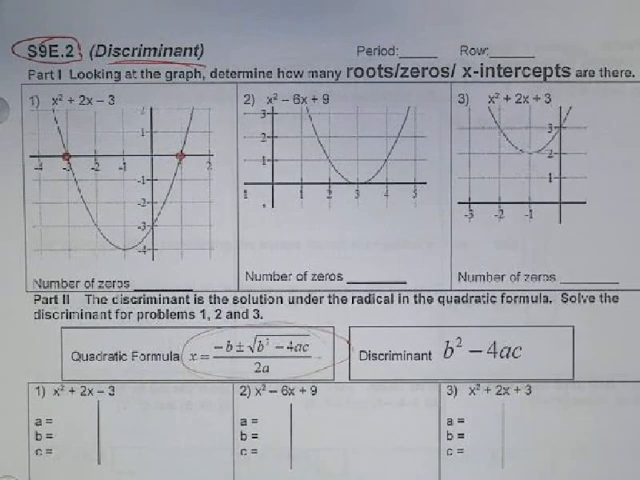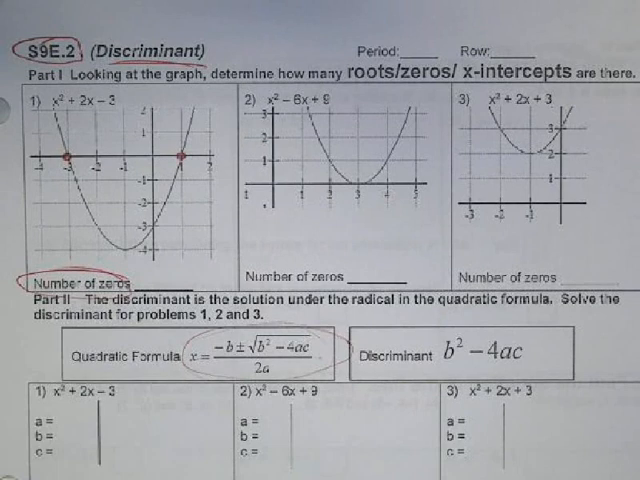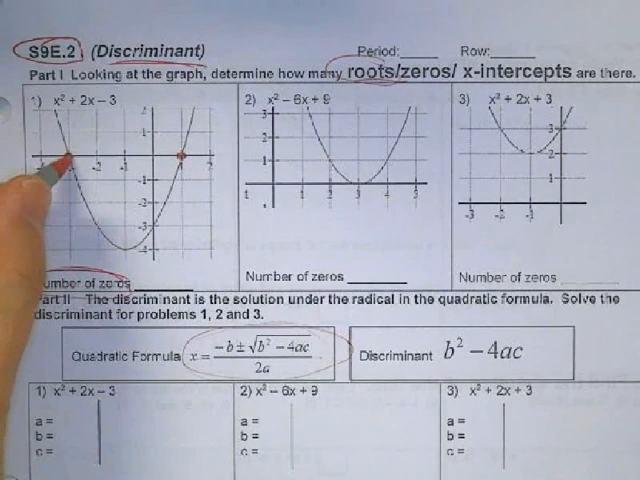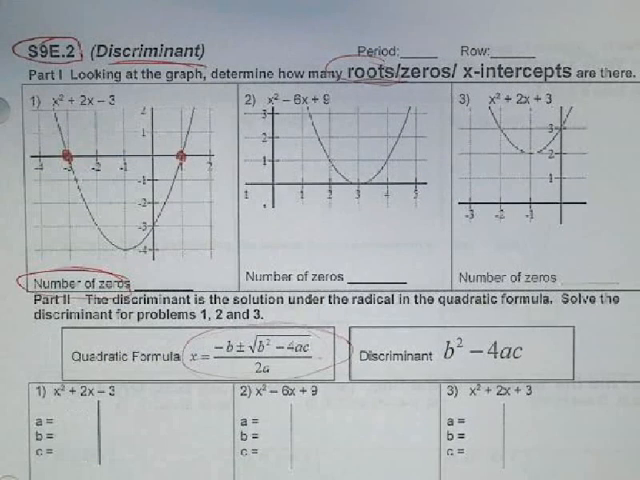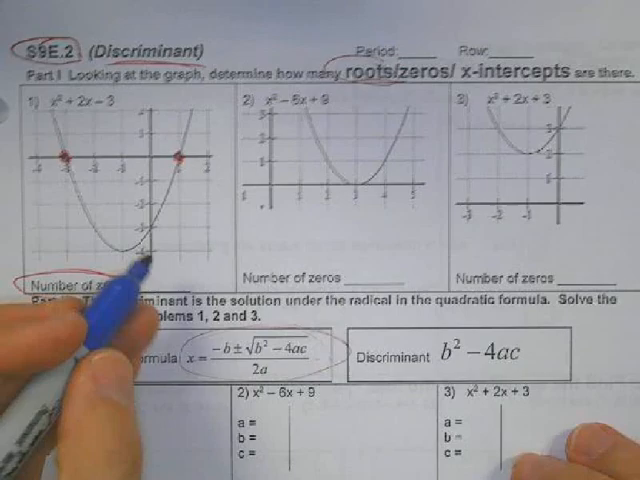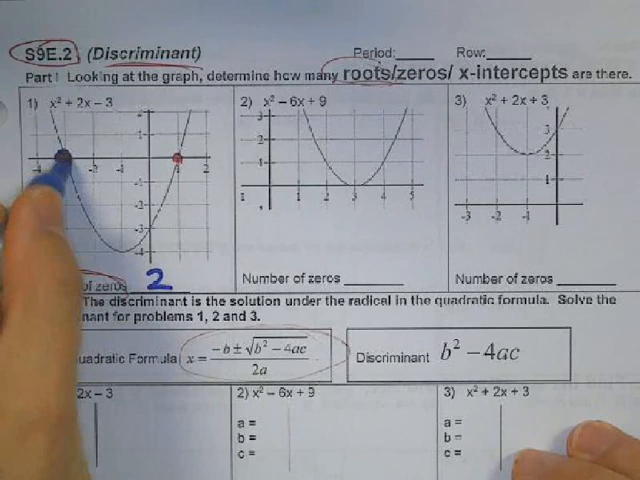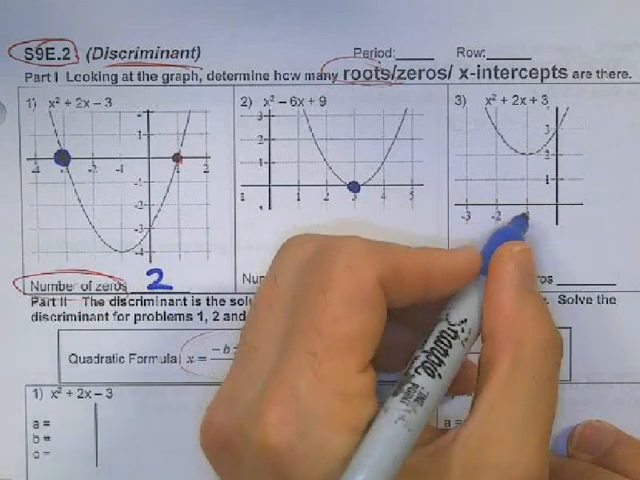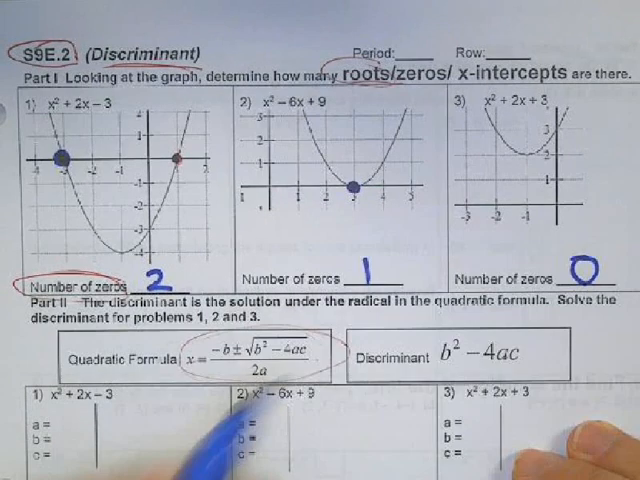Okay, so before we get started, we're just going to look at this picture. And when you look at the picture, the question is, how many zeros are there? How many roots are there? If you look at the parabola, notice it crosses the x-axis twice. Here it crosses the x-axis once, and here it doesn't cross it at all, so there's no zeros.